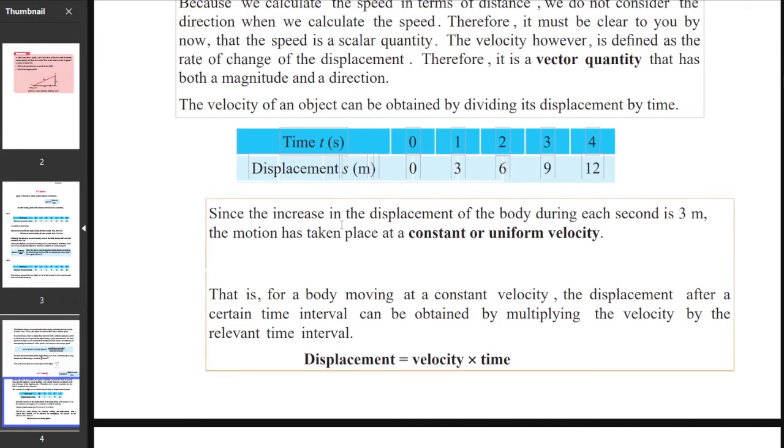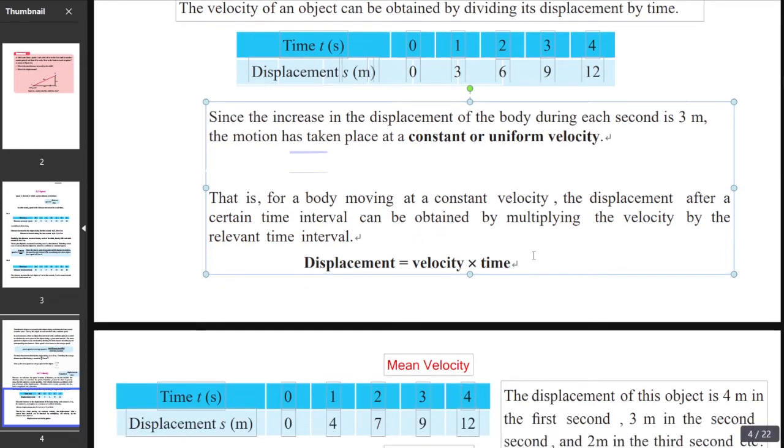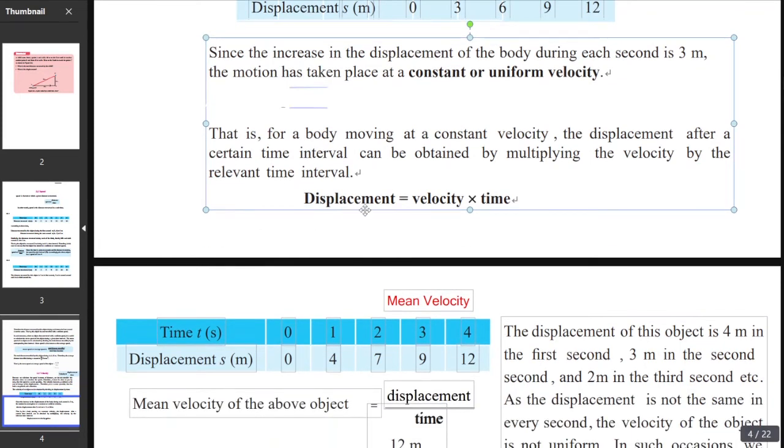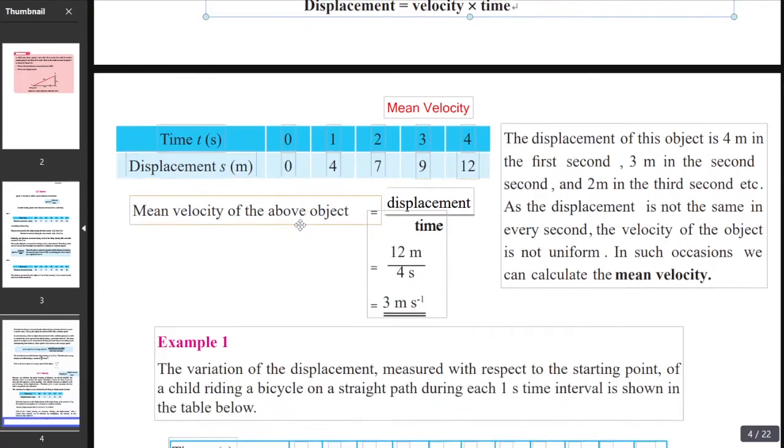Right. Since the increase in the displacement of the body during each second is 3 meters, the motion has taken place at a constant or uniform velocity. For a body moving at a constant velocity, the displacement after a certain time interval can be obtained by multiplying the velocity by the relevant time interval. Displacement is velocity times time when the velocity is constant. Okay, now let's go to the mean velocity.